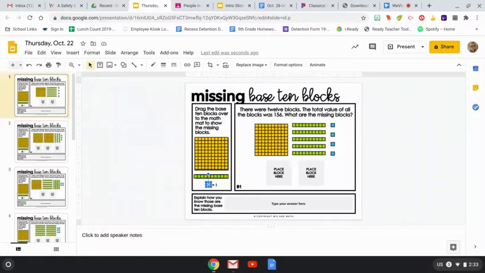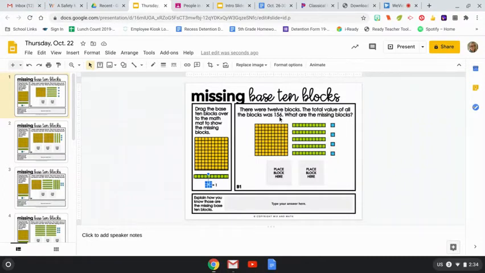So there's two key pieces of information here. First, I need to make sure that there are 12 blocks within this math mat. But right now, I only have 1, 2, 3, 4, 5, 6, 7, 8, 9, 10. I only have 10, and I need to have 12. So I need to add 2 other blocks to create the value of all blocks that is 156.